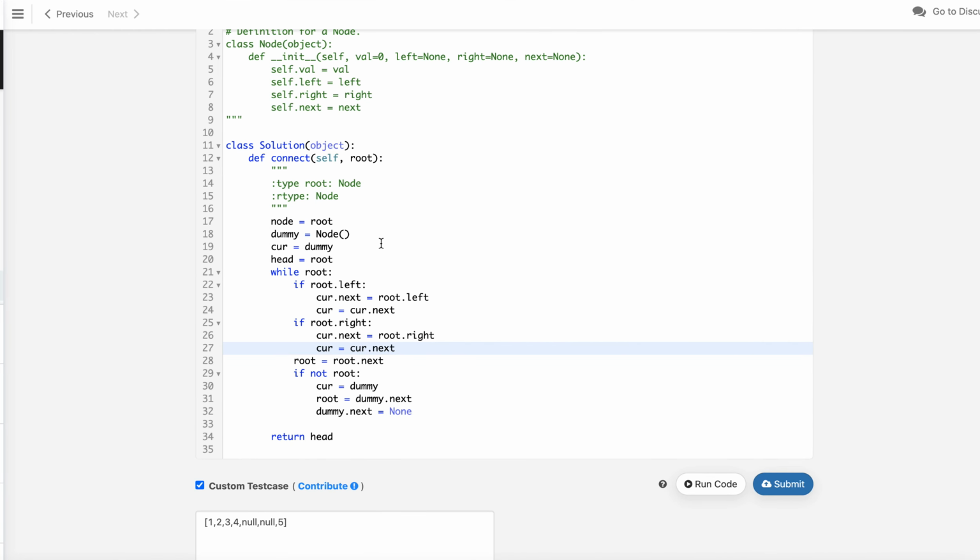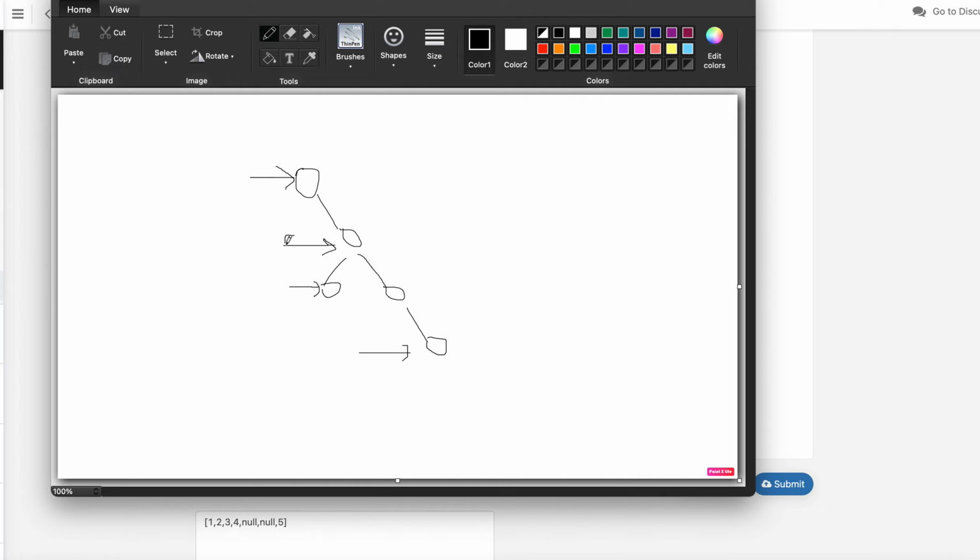So that is the code. We have to get the root. We save the root. This is the header. We have to save it and return it. And if this node has left, the dummy is the node and the current is the dummy. So this is the dummy. Dummy next always points to the next level's node. This is the dummy, and this is the current. Current first points to the dummy.